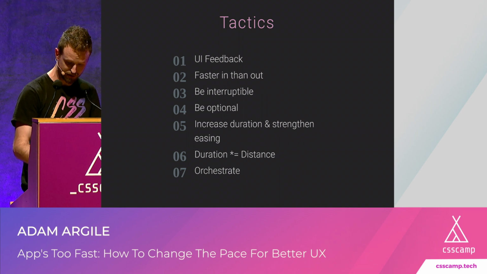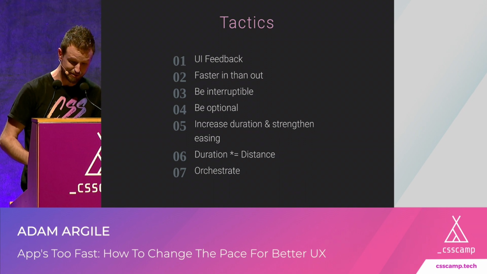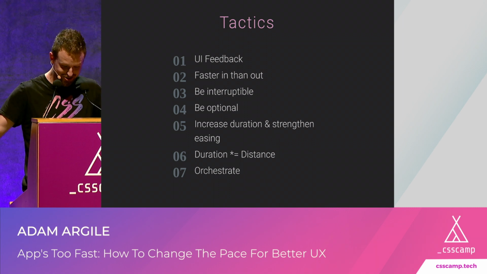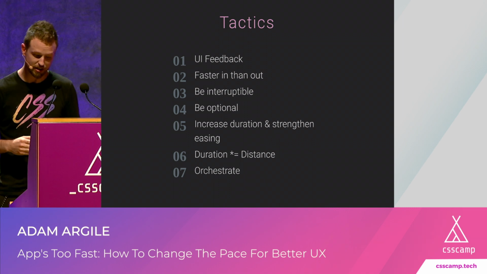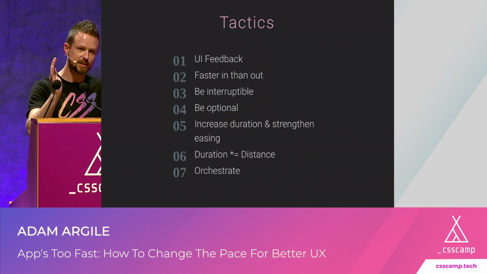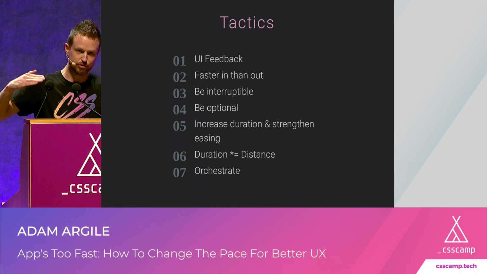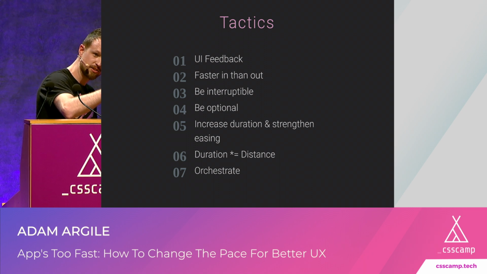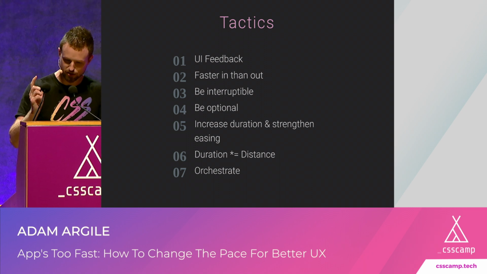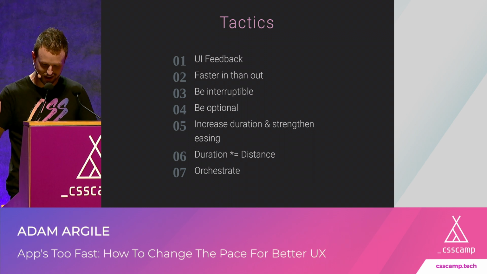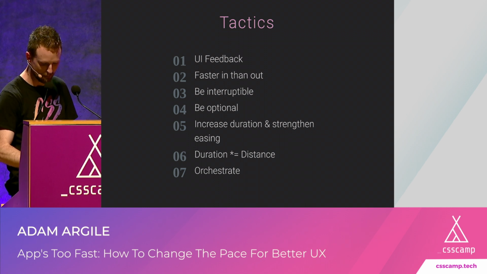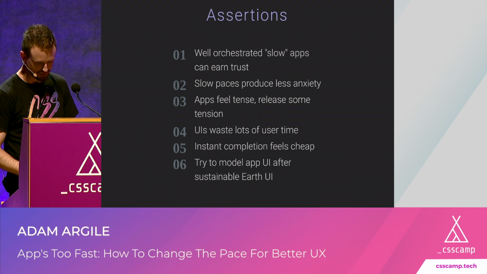Anyway, tactics. We talked about things like provide UI feedback. You should come in faster than you go out. Be interruptible. Be optional. Increase duration and strengthen easing. We didn't really talk about that. When you make something longer, you can make a 1/2 second animation feel shorter with a nice, stronger easing. So it'll start a little slower, go faster, and then slow down at the end. Subtleties in the animation, so it takes more time, but the user doesn't actually perceive it that way. And finally, orchestrate.